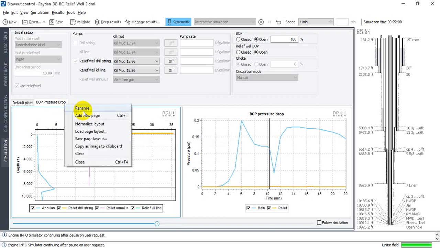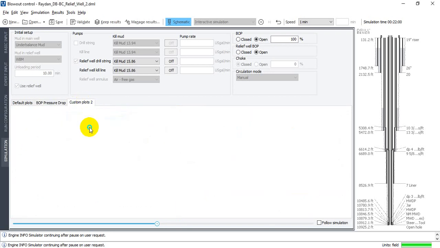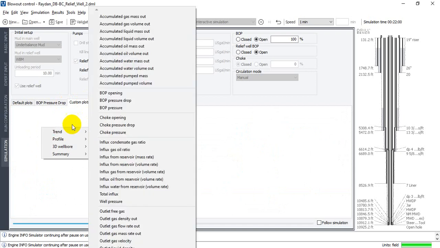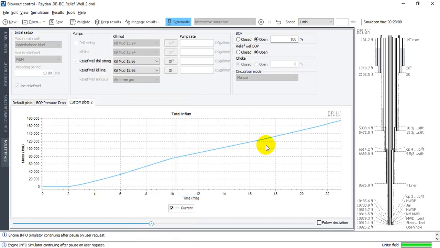I can add a new page and set any of the plots: accumulative value volume, influx from reservoir, mass rate, influx gas oil, total influx. This is the total influx mass, in pounds per minute. Currently the total influx goes from 0 to 118,000 for the mass after 23 minutes.